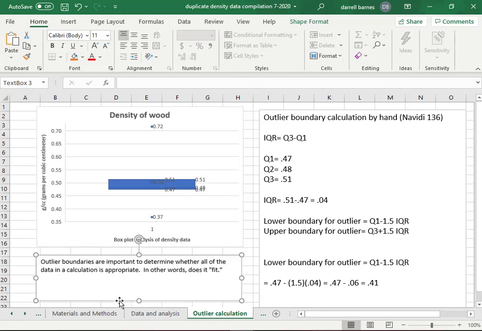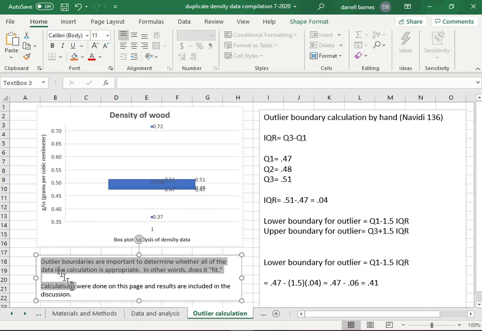Outlier boundary is important to determine whether all of the data in a calculation is appropriate. And let's say something like, calculations were done on this page and results are included in the discussion. So there is a place for that.